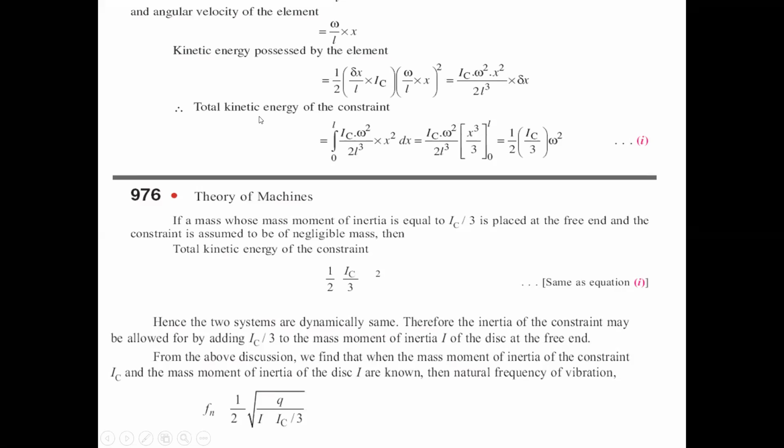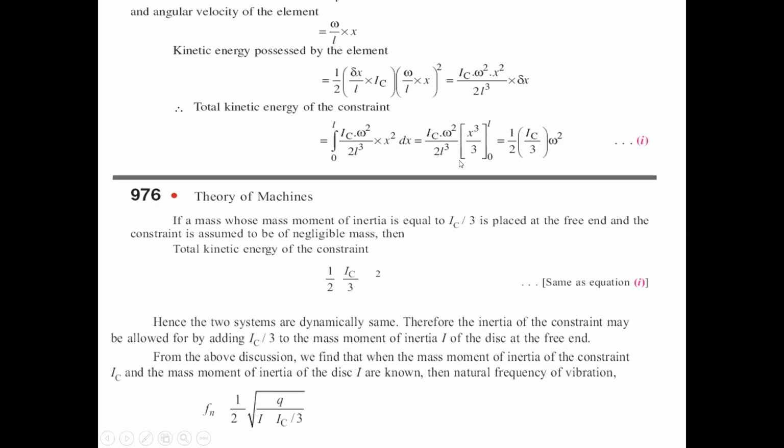Now we are going to find the total kinetic energy of the constraint for the shaft. For getting the shaft kinetic energy, let us take the integral of the earlier equation with limits of 0 to L. Integration of I C omega square by 2 L cube into x square dx. The constant term I C omega square by 2 L cube is taken out of the integration. Then the integral of x square dx is x cube by 3, with limits 0 to L. So then I C omega square by 2 L cube.